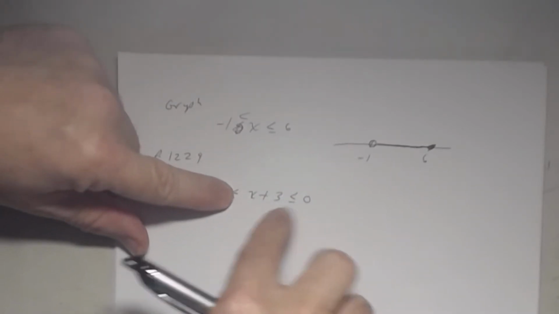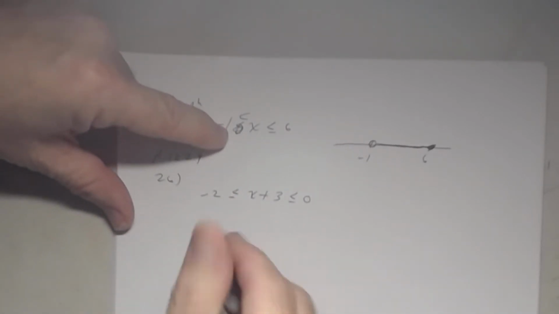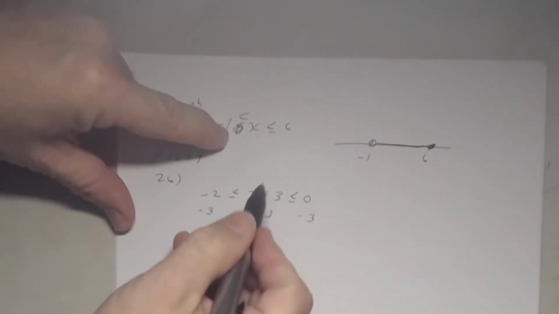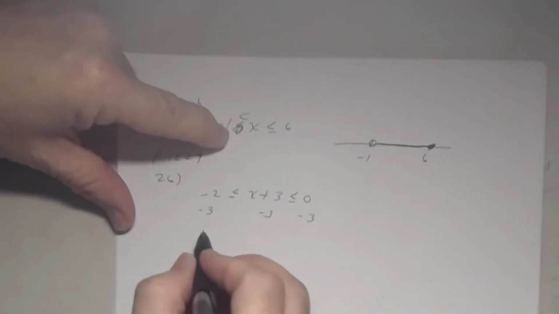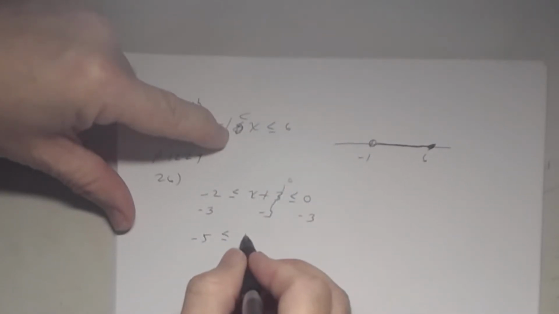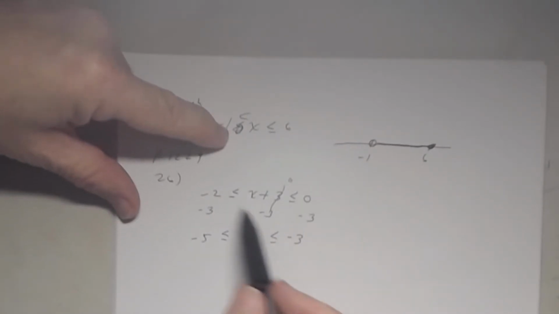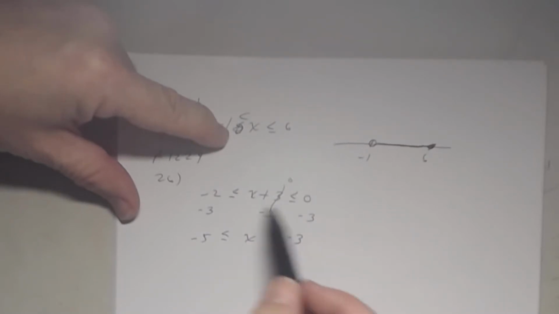So when you subtracted 3 from here, then you would also have to do what to this? Subtract 3 as well. So you're going to subtract 3 from all 3 parts. Left side, middle, and then the right side. And then you combine like terms. Negative 2 and a negative 3 is a negative 5 is less than or equal to, and then what's left here? x is less than or equal to negative 3. So I found the solution to this original problem. So any real number between negative 5 and negative 3 is a solution to the original problem.